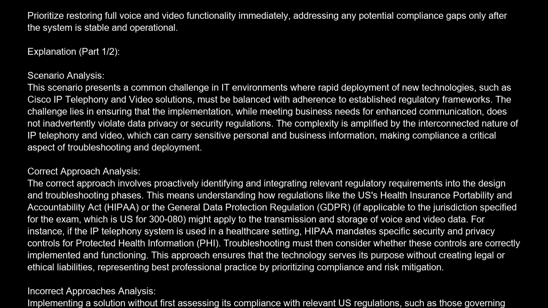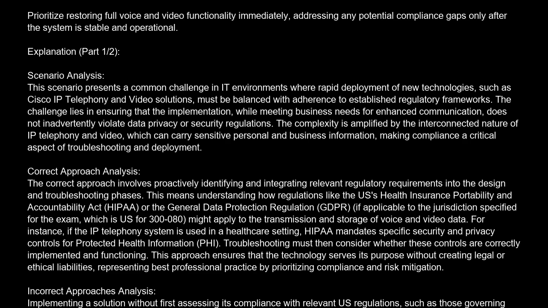The correct answer is B. Prioritize restoring full voice and video functionality immediately, addressing any potential compliance gaps only after the system is stable and operational. Explanation. Scenario analysis. This scenario presents a common challenge in IT environments where rapid deployment of new technologies, such as Cisco IP telephony and video solutions, must be balanced with adherence to established regulatory frameworks.